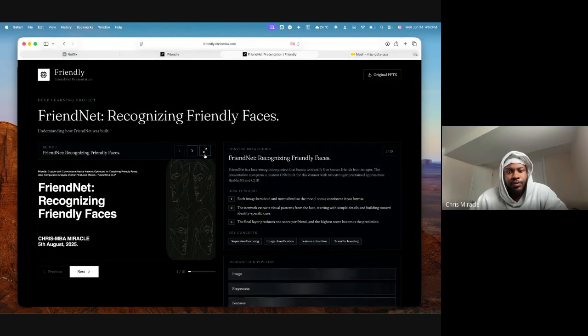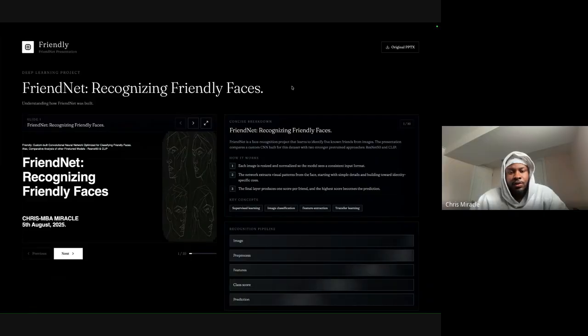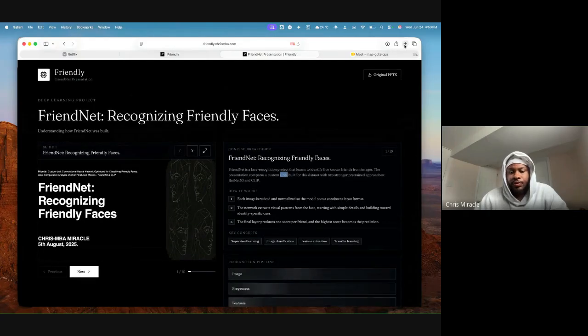Friendnet. Like I said, it was built with a custom CNN. Each image was normalized and made ready for input to my model. The network was used to extract face features, and the final layer was used to do the classification using softmax. But let's do a quick dive so you understand what CNN is.